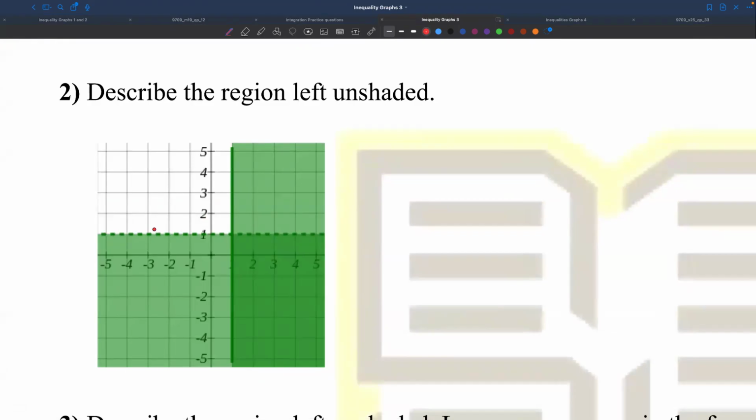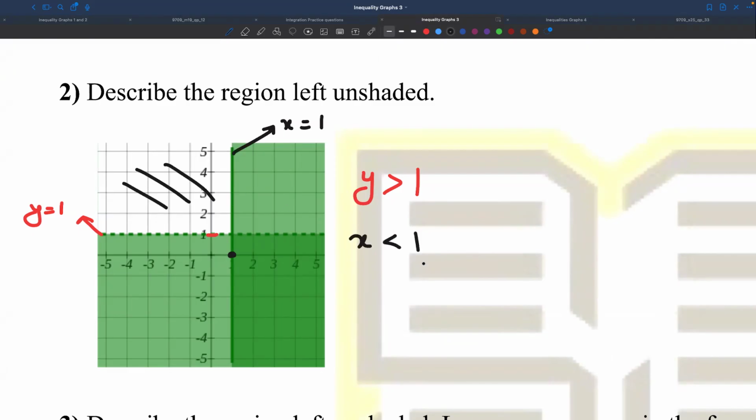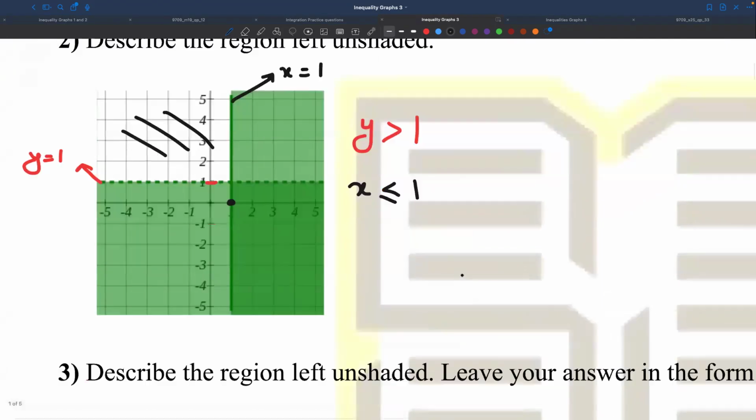Let's go step by step. This is the first line, the horizontal line at y equals 1. The unshaded area is above this line. So I will say y is greater than 1, and I will not put an equal to sign because it's a dotted line. The second vertical line is passing through x equals 1. So this is 2, this should be 1. So the equation of this line is x equals 1. This area is to the left of this line, so I will say x is less than 1. It's a complete line, so equal to 1. Are you getting it so far? Okay.